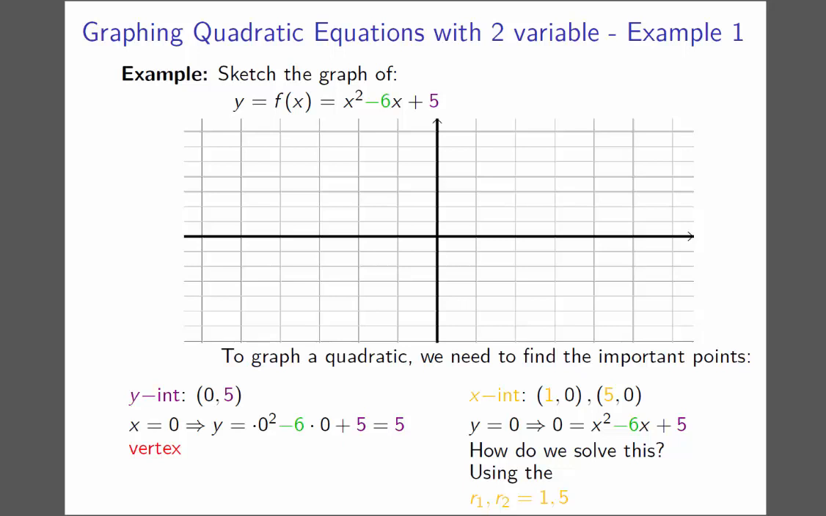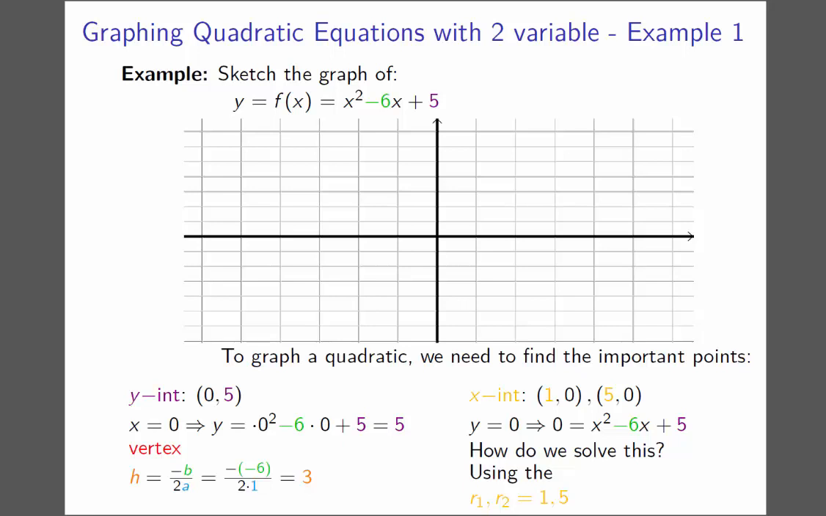How about the vertex? To find the vertex, remember we can find h using the formula negative b over 2a, which in this case is negative 6 over 2 times 1, which is 6 over 2, which is 3. So we find that the x value of the vertex is 3.